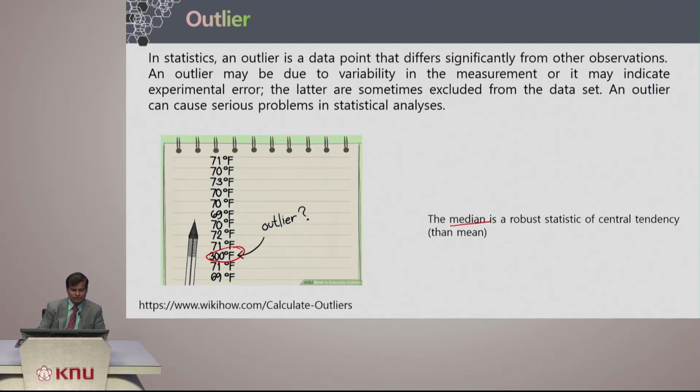Before that, if you just try to arrange them in ascending order, say for example in this case you have 69, 69, 70, 70, 70.